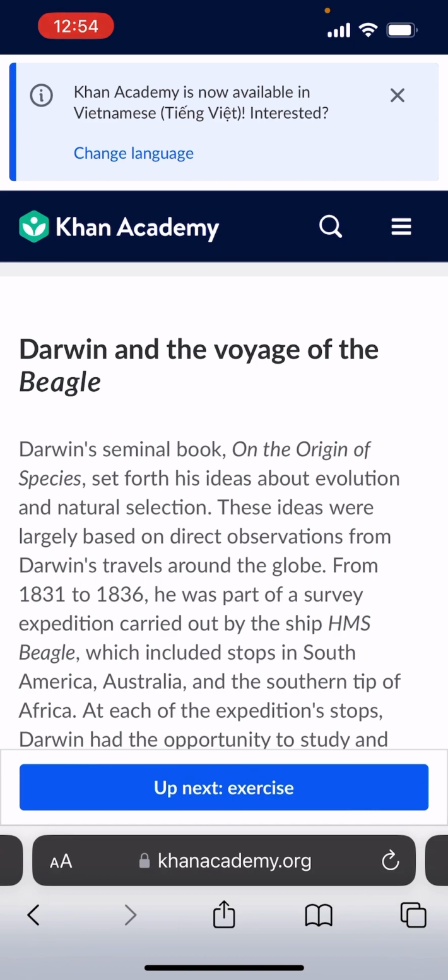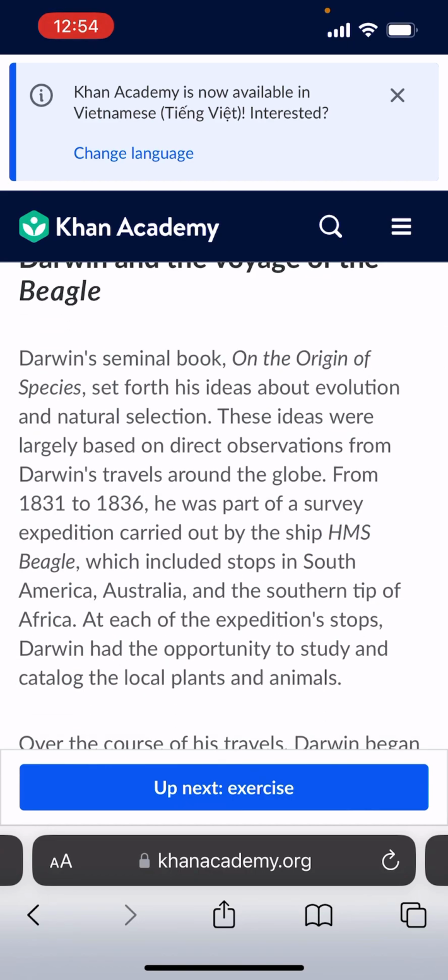Darwin and the Voyage of the Beagle. Darwin's seminal book On the Origin of Species set forth his ideas about evolution and natural selection. These ideas were largely based on direct observations from Darwin's travels around the globe. From 1831 to 1836, he was part of a survey expedition carried out by the ship HMS Beagle, which included stops in South America, Australia, and the southern tip of Africa.